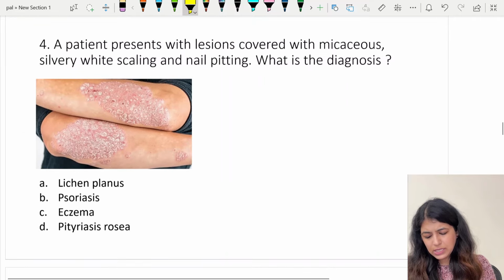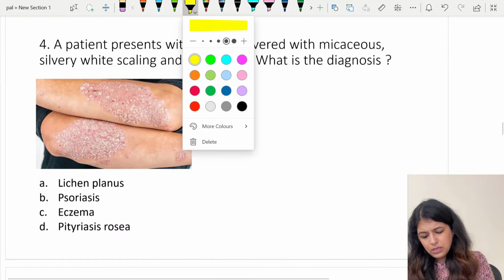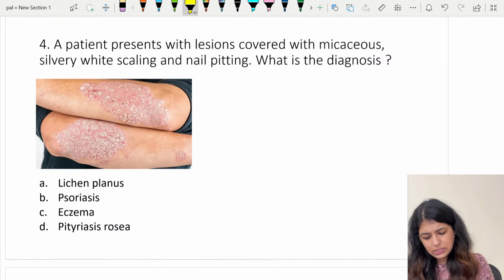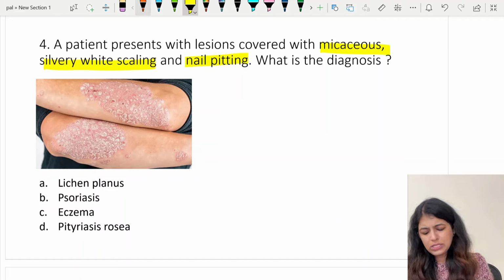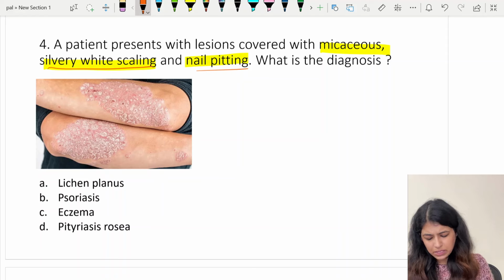Now moving to the next one. A patient presents with lesions covered with micaceous, silvery white scaling, and nail pitting. What is the diagnosis? So the question on its own is giving us some hint in the form of silvery white scaling and nail pitting, but let us see what the image is showing.